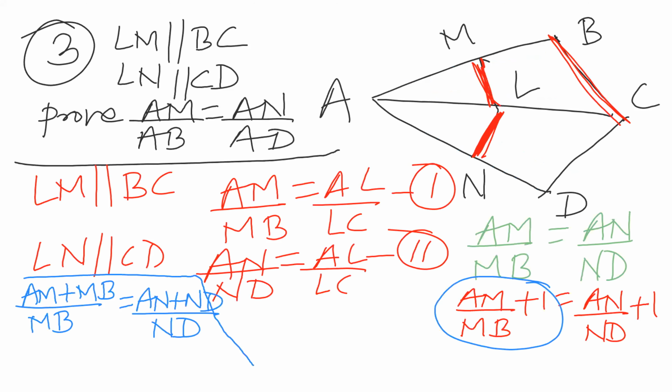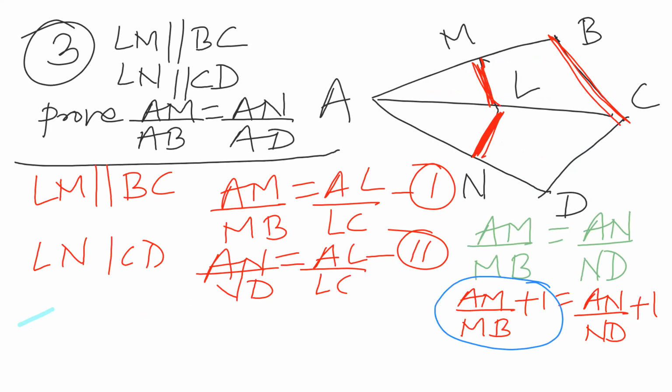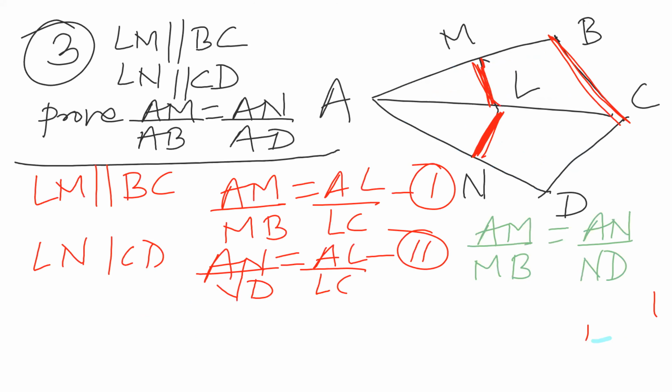Can you just go back to this one? Okay, do one thing here. We can take the reciprocal of AM upon MB. Yes, sir. That is called invertendo, right? So what we have to do here: AM by MB, the reciprocal of AM upon MB.